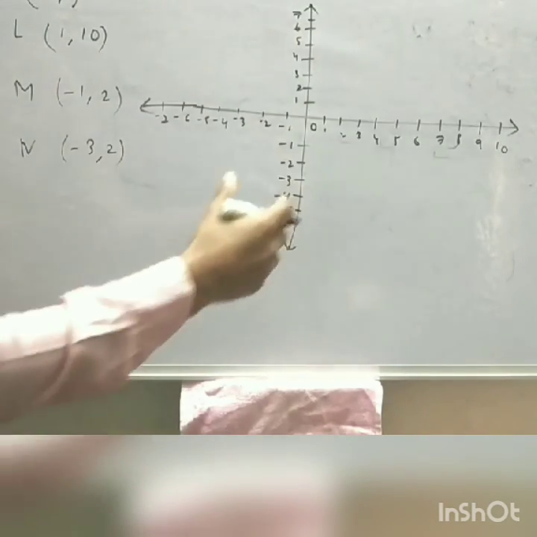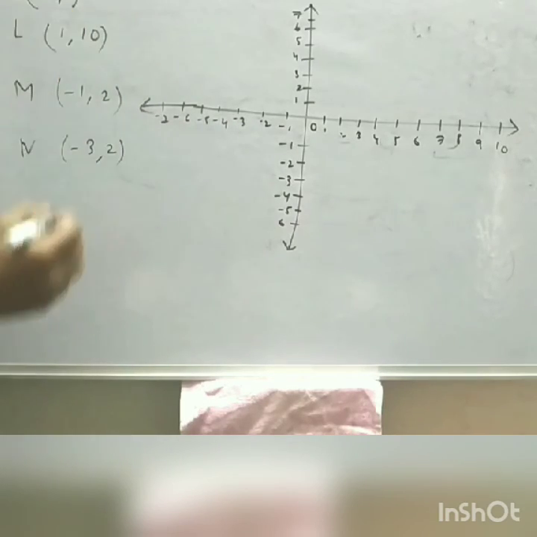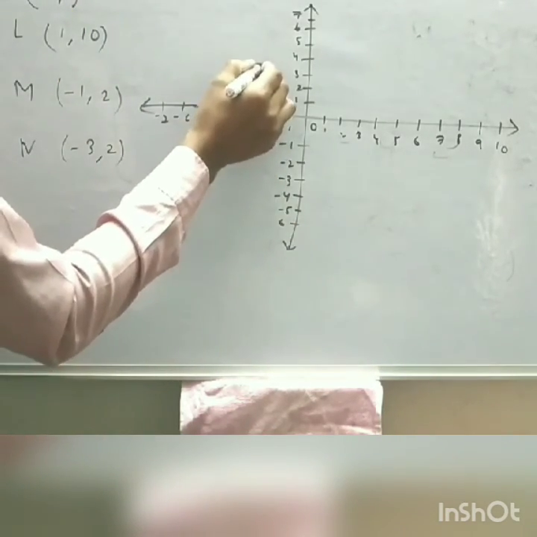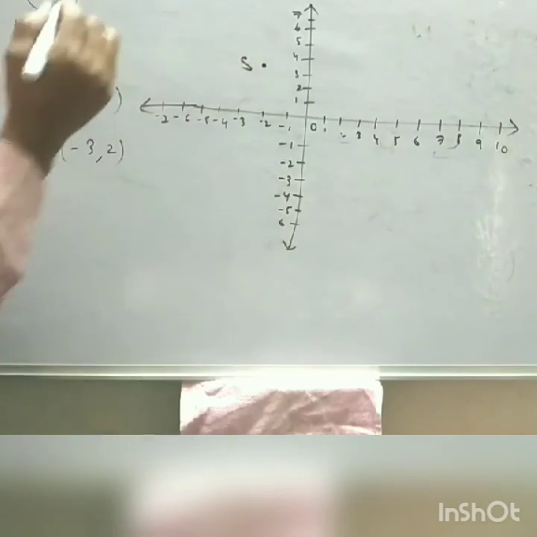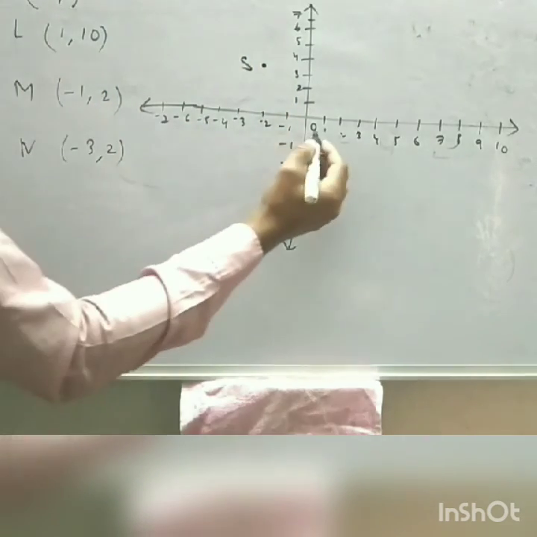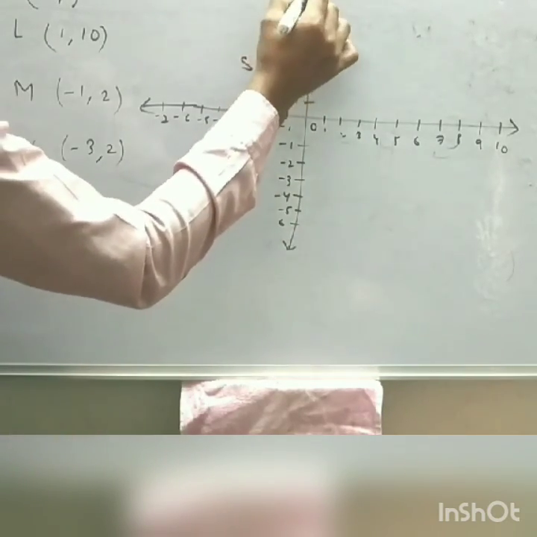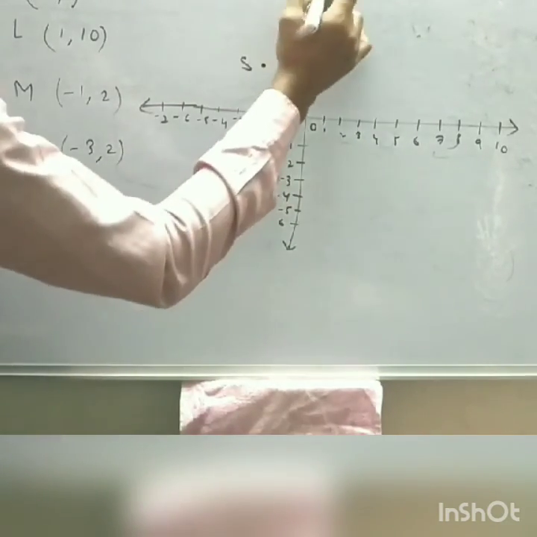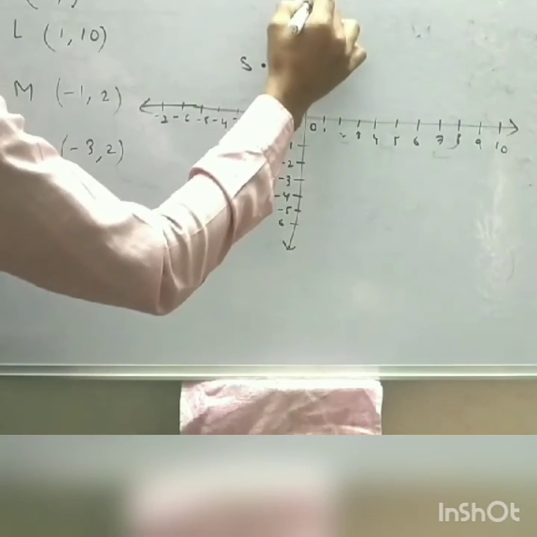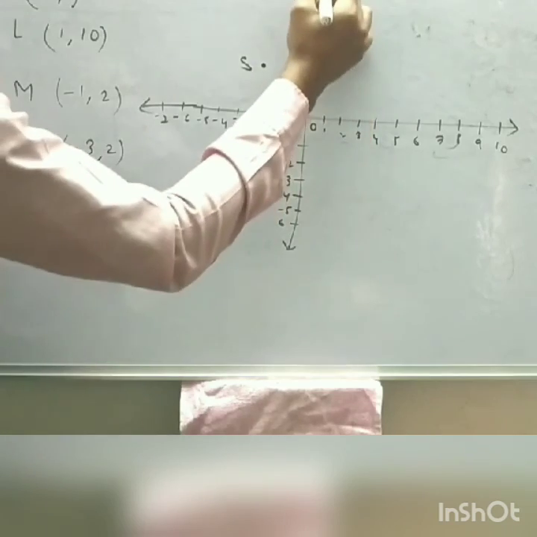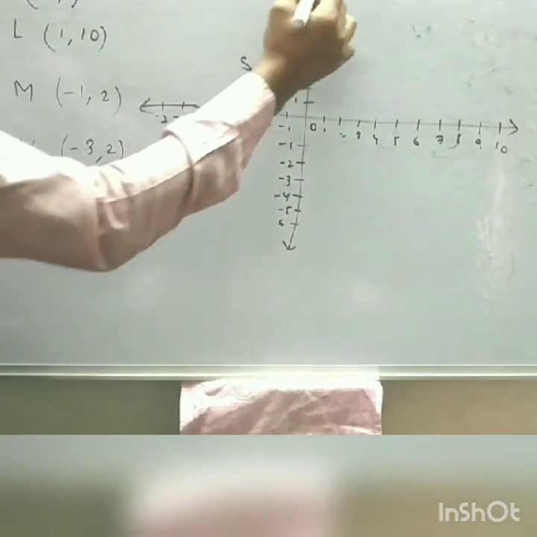(-2, 3) means it will come here. So it is point S. Then (1, 10): positive 1, then positive 10. Here it is 7, so I am erasing that one. 8, 9, 10. So (1, 10) falls here. Okay, point L.